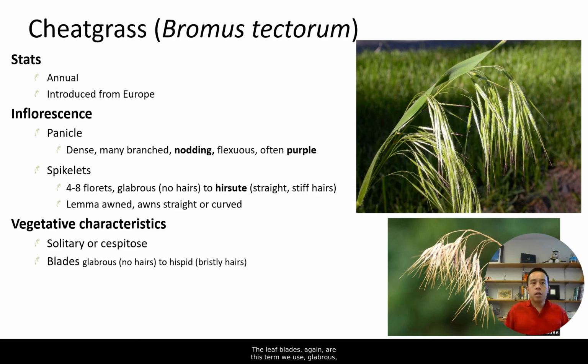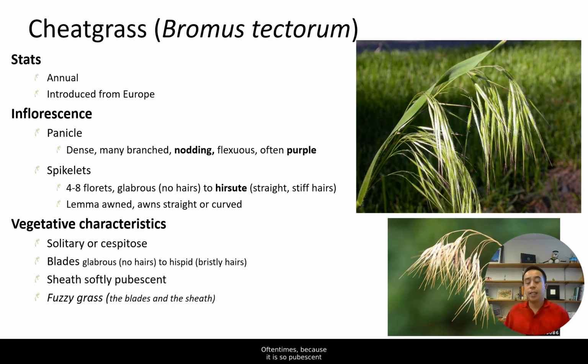The leaf blades, again, are glabrous, which means they have no hairs, and hispid, which is another way to say hirsute, which is, again, straight, bristly hairs. The sheaths, though, which cover the culm and meet with the leaf blade, are often hairy but in a pubescent way and often feel soft to the touch. Oftentimes, because it is so pubescent and soft along the blades and sheath, we actually call it the fuzzy grass.